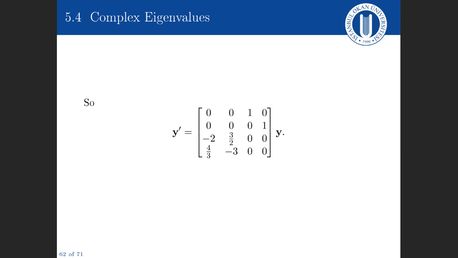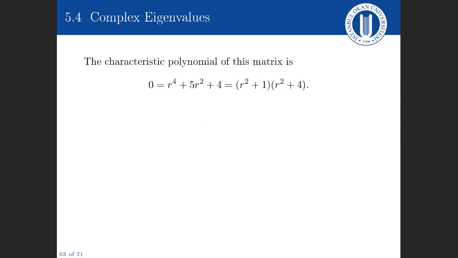First, we need the eigenvalues and the eigenvectors. I'm going to tell you that the characteristic polynomial of this matrix is r^4 plus 5r^2 plus 4. Please check this, which we could write as (r^2 plus 1)(r^2 plus 4). So the eigenvalues are i, minus i, 2i, and minus 2i.